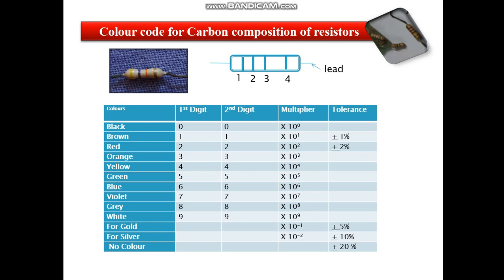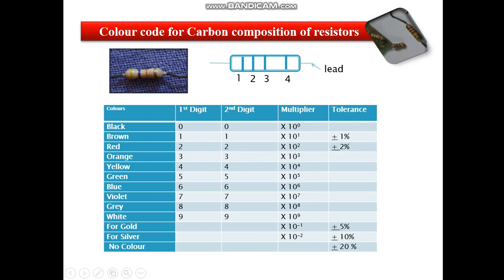And the last column is the tolerance, how much it can bear, how much the resistance can change depending upon external factors. For brown it is plus minus 1%, for red it is plus minus 2%, for gold it is plus minus 5%, for silver it is plus minus 10%, and no color plus minus 20%.